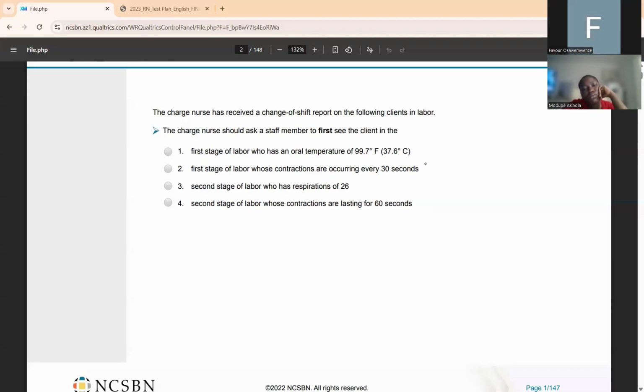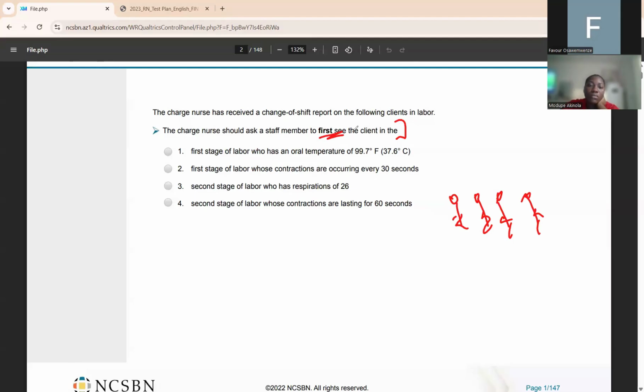you just need to read the stem, which is the examiner's question, to see which of the three is appropriate. Now, the stem is saying the charge nurse should ask a staff member to first see the client in the. Now, when the question is saying you have different clients, and it's not asking you to only see somebody first, it means what? Prioritization. And prioritization is clinical judgment because you need your critical thinking in order to do that. So this question is not a communication and documentation question. You don't need nursing process for this. All you need is your critical thinking.